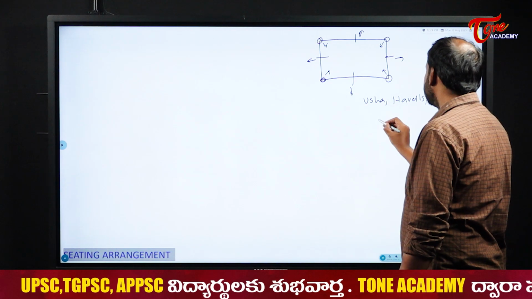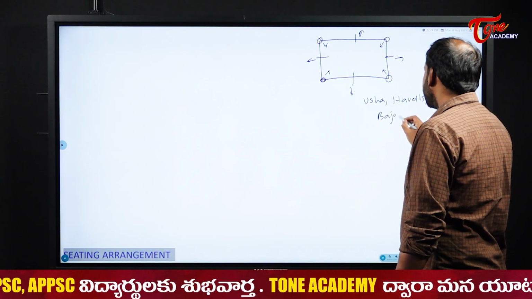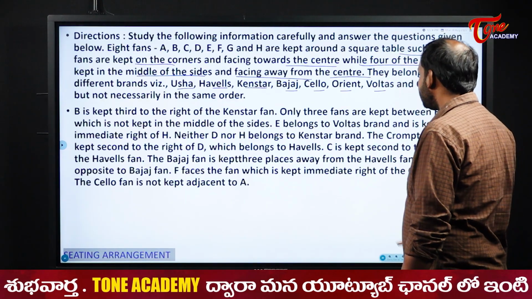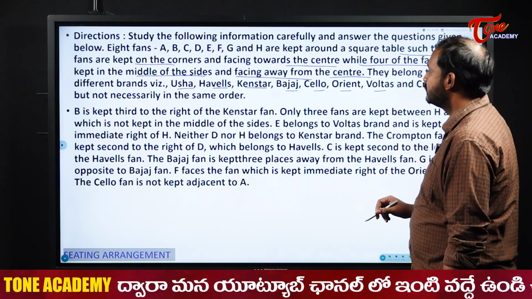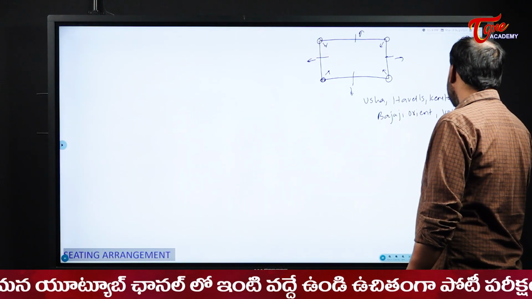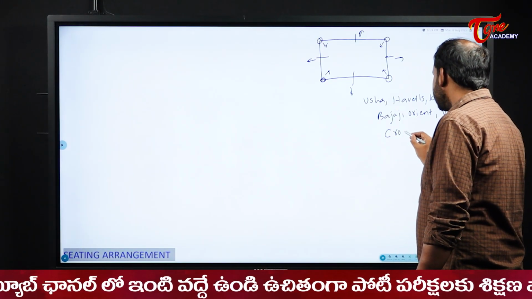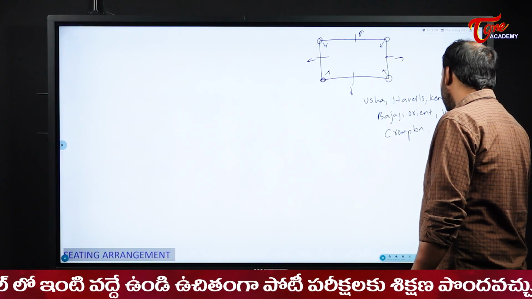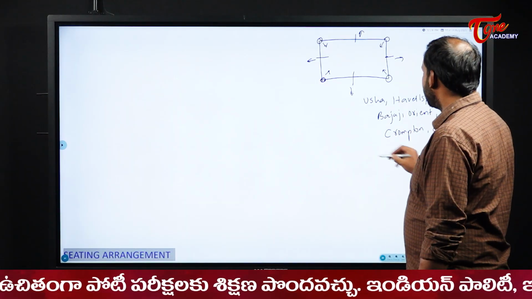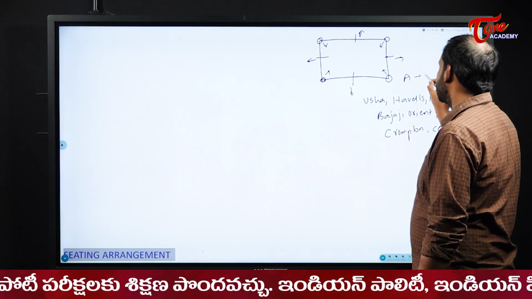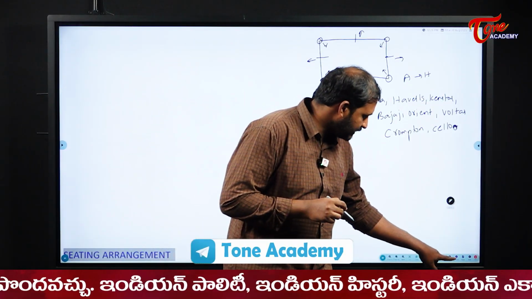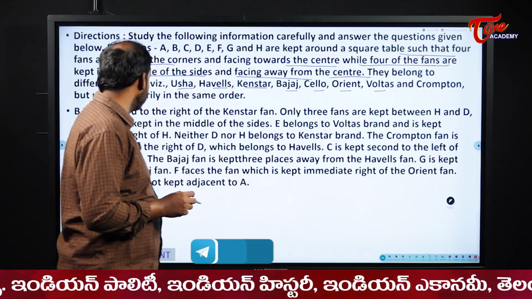Bajaj, Orient, Voltas, Crompton and Cello. So overall, how many brands do we have? 8 brands are there and A to H are there for us. So this is the data from the first paragraph which we can understand. Now we will see the remaining things.